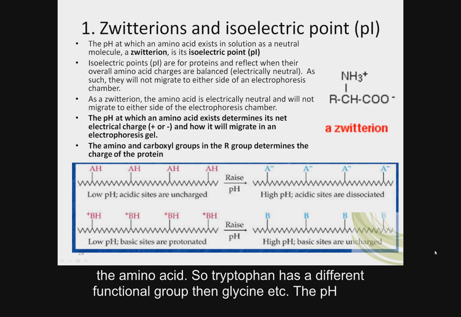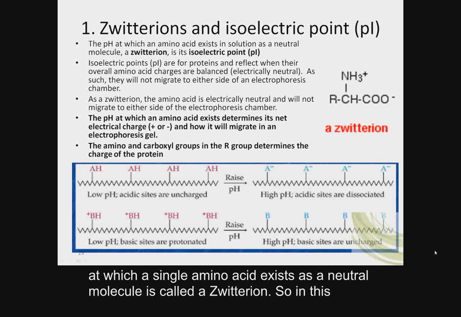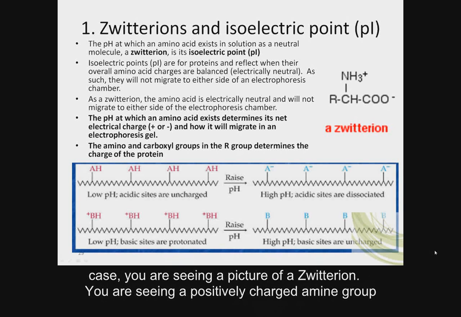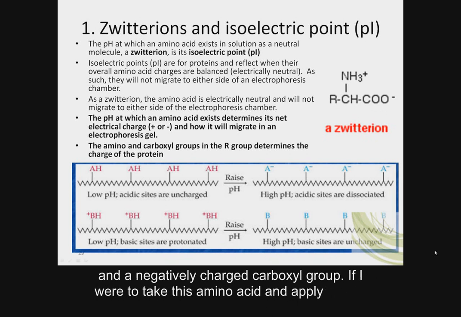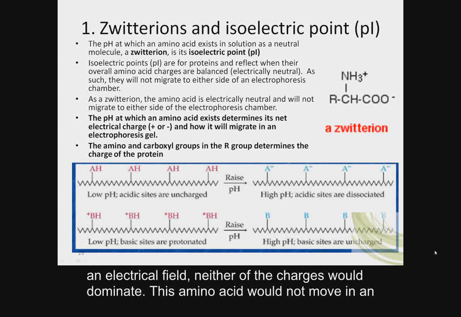The pH at which a single amino acid exists as a neutral molecule is called a Zwitter ion. So in this case, you are seeing a picture of a Zwitter ion. You're seeing a positively charged amine group and a negatively charged carboxyl group. If I were to take this amino acid and apply an electrical field, neither of the charges would dominate. The amino acid would not move in this electrical field.